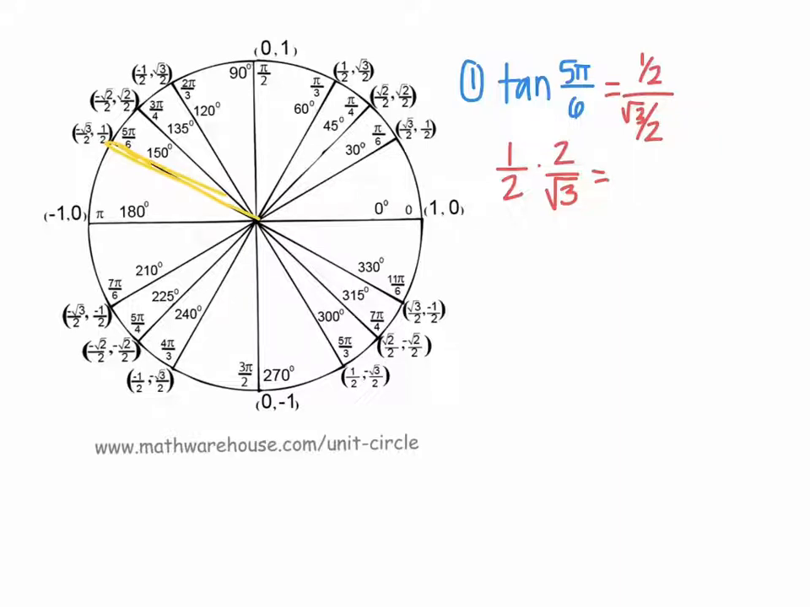And when I multiply across, you can go ahead and divide out the 2's if you want to. You end up with 1 over the square root of 3. Please make sure the square root of 3 doesn't just magically appear on top. It is in the denominator.